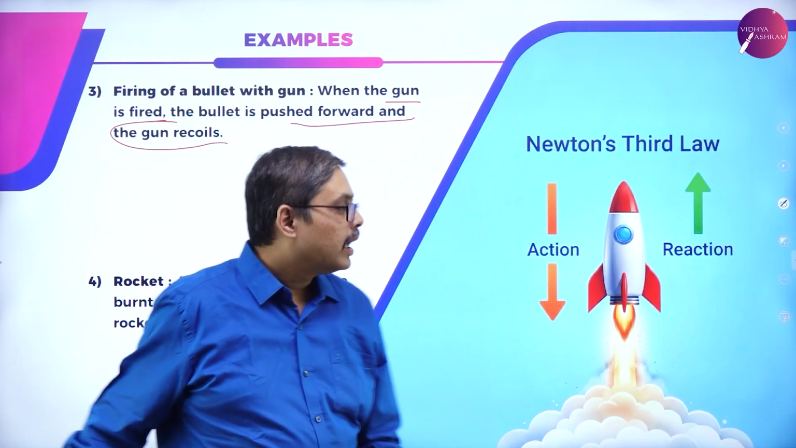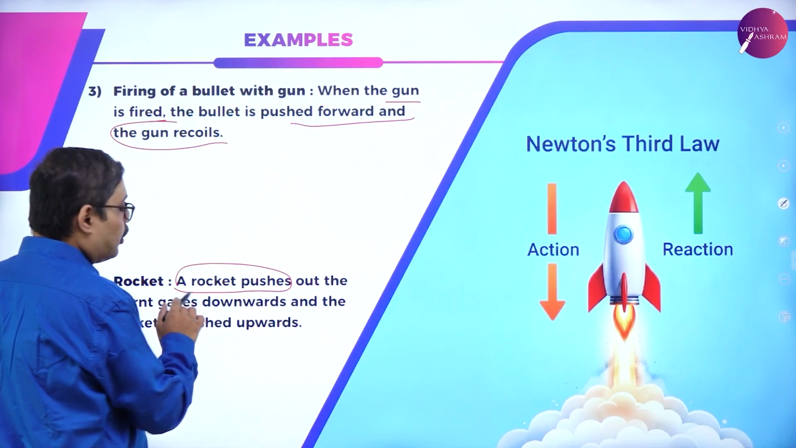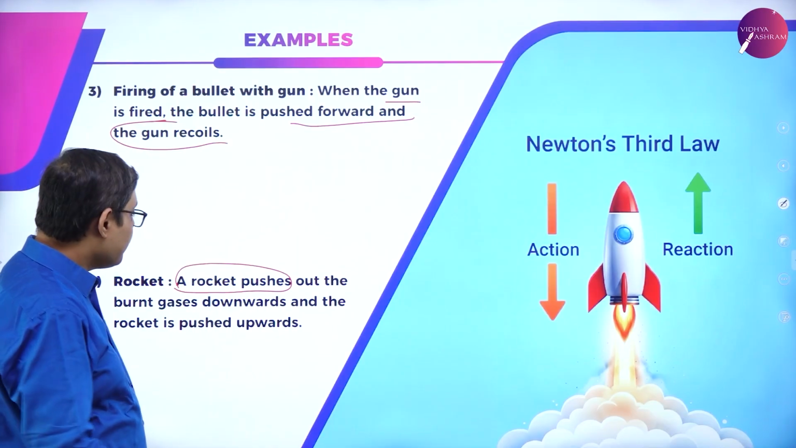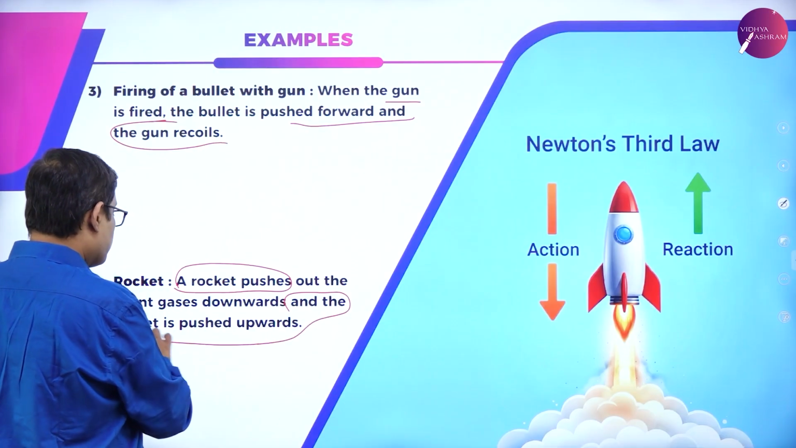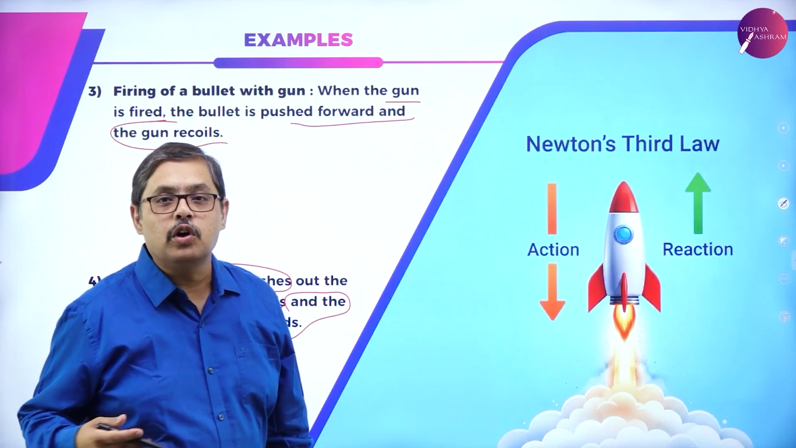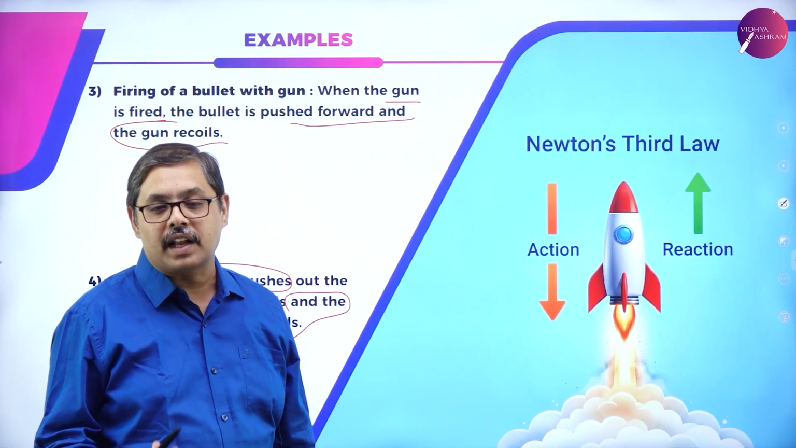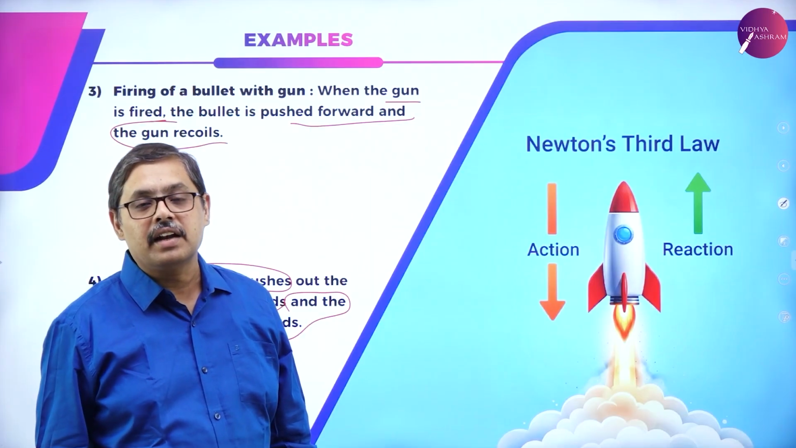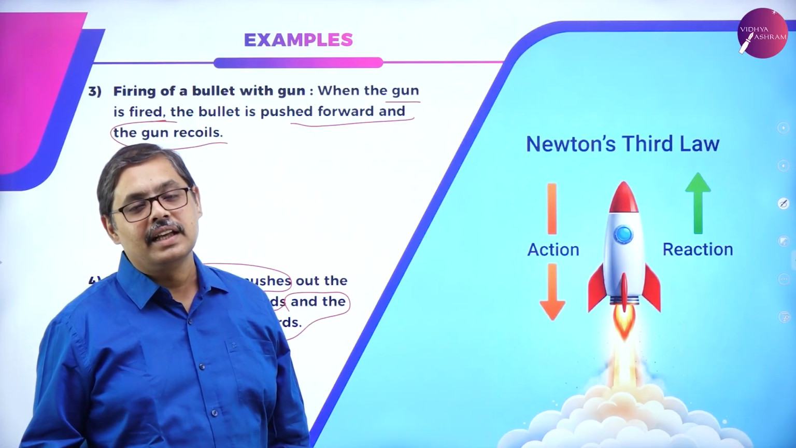Similarly, whatever force is applied by the rocket to push the ground, the same amount of force will act upon the rocket to push it upward into the sky or orbit. So these are a few of the examples to try and understand Newton's third law of motion, which says that for every action there is always an equal and opposite reaction.